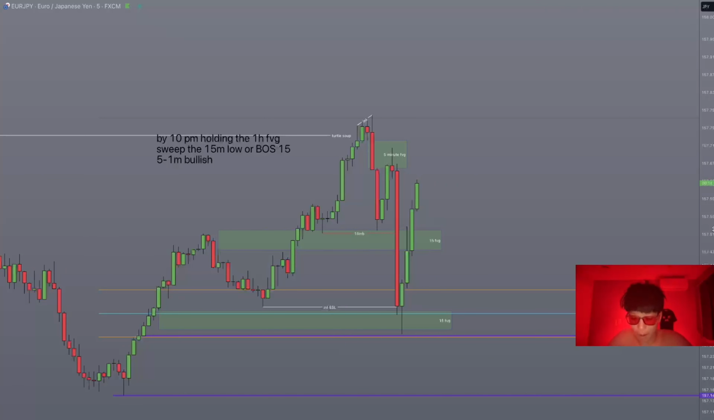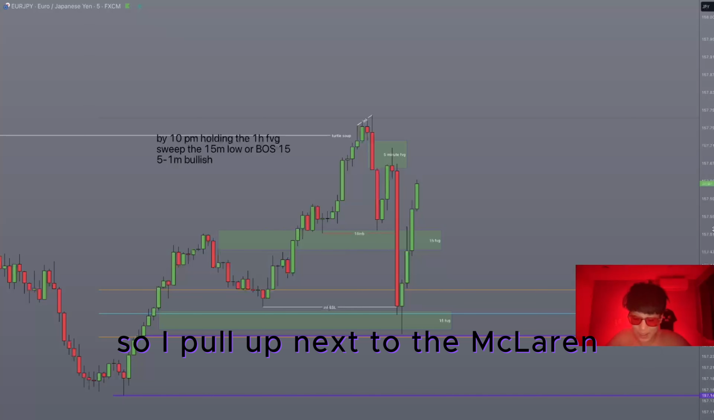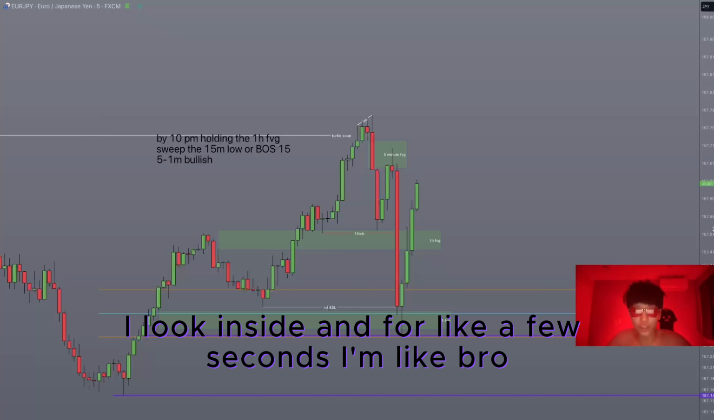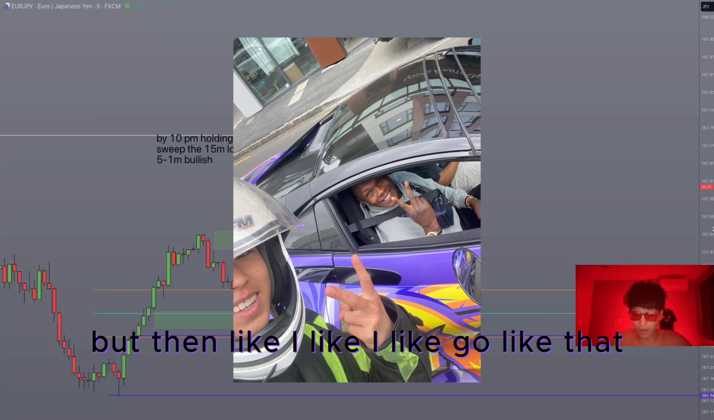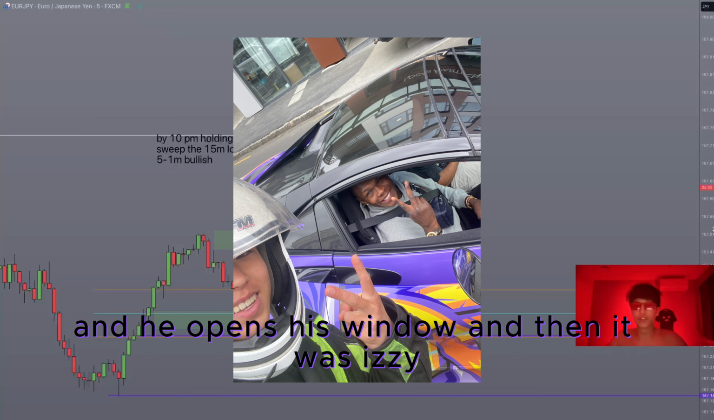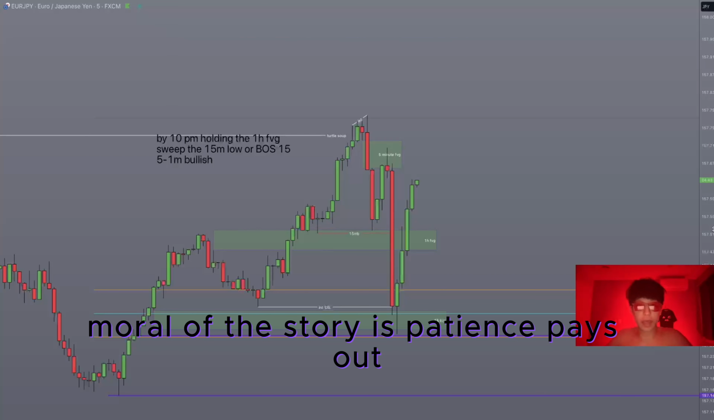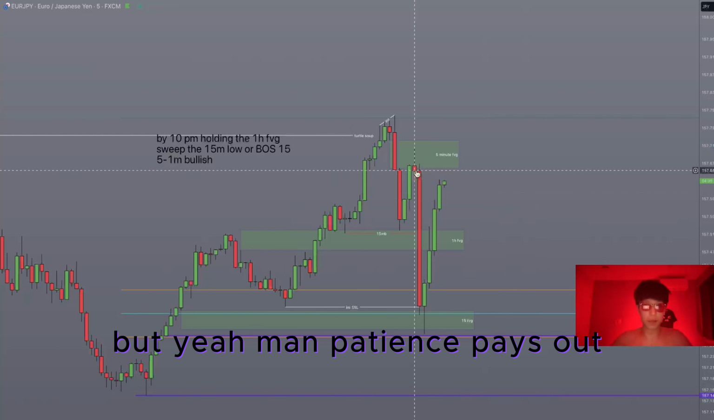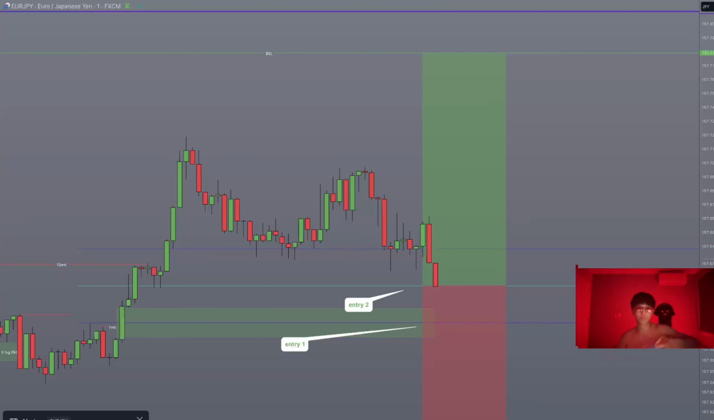So yeah, I'm praying, bro, God, please give me a red light. And then there's a red light up ahead. So I pull up next to the McLaren. I look inside, and for a few seconds, I'm like, bro, have I just followed a random black guy? But then I go like that, and he opens his window, and then it was Izzy. So the moral of the story is, patience pays out. But yeah, man, patience pays out. Hopefully this trade plays out because I'm being patient.